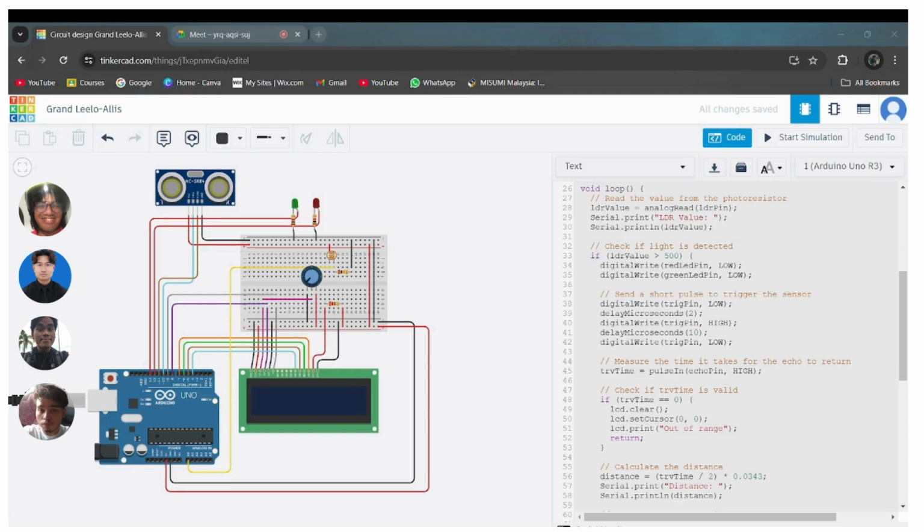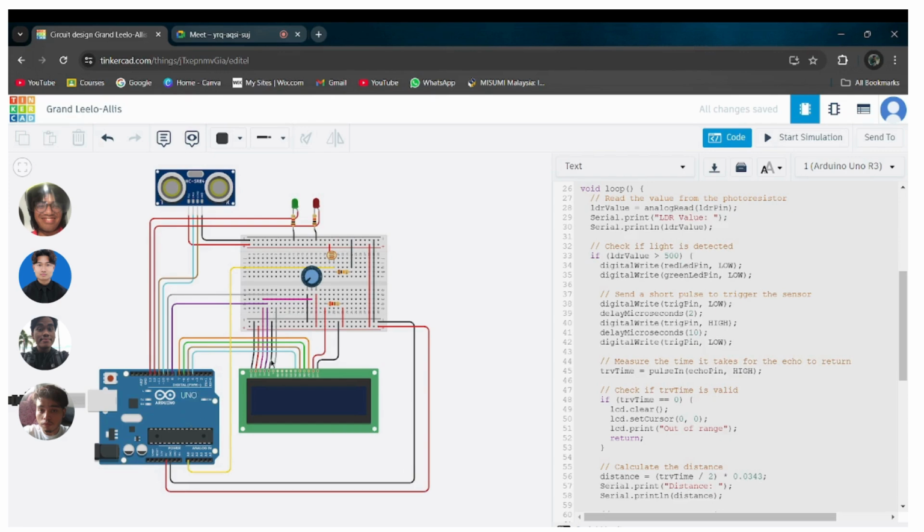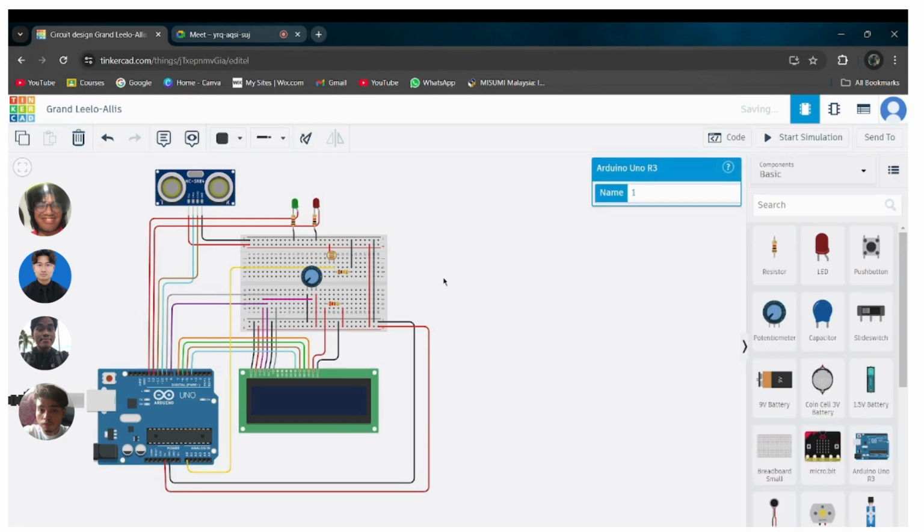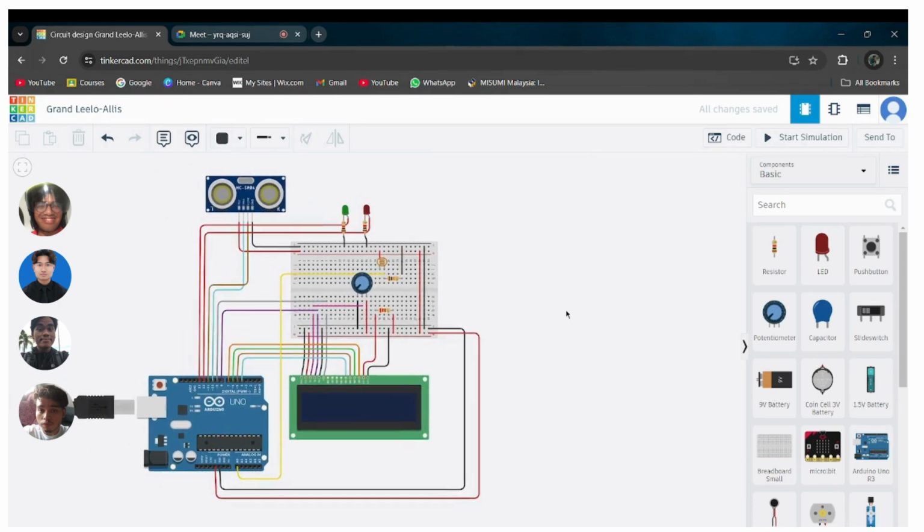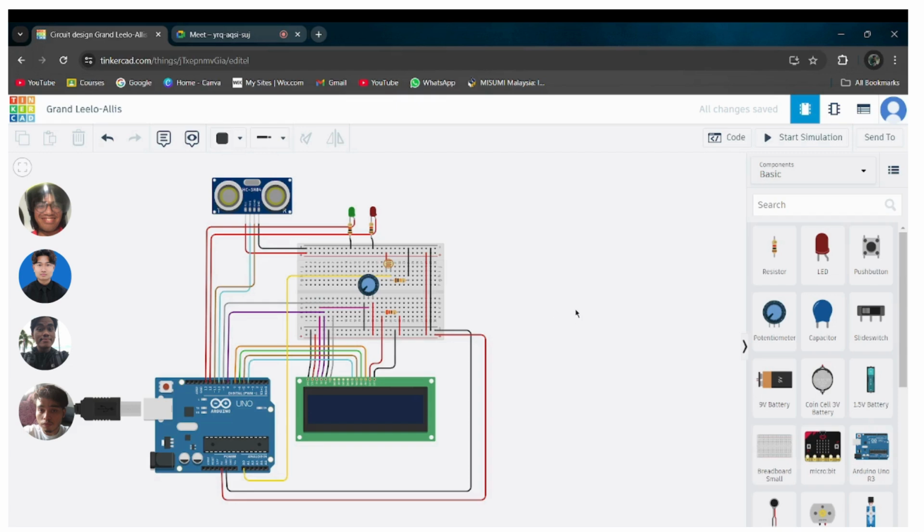For the first part, we use Arduino R3, which functions as a microcontroller-based board used to control and process input or output in electronic circuits. The key features are 14 digital input and output pins, 6 analog input pins, and a USB interface for programming and power. It acts as the main controller to manage input such as my ultrasonic sensor and photoresistor, and output LEDs and LCD screen.